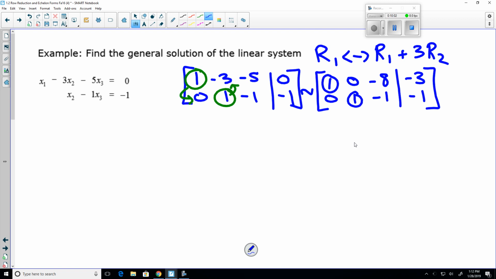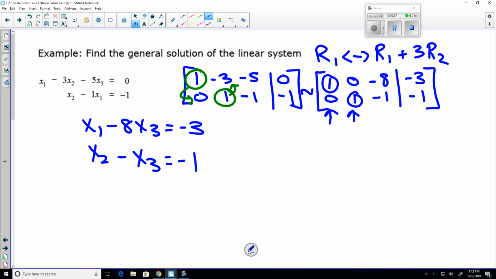So now I rewrite the system. The first row says x1 minus 8x3 equals negative 3. And equation 2 says x2 minus x3 equals negative 1. These two columns are pivot columns that have leading ones in them. Do I have a free variable? Yes. The third column does not have a leading one. It's free. So x3 is a free variable.